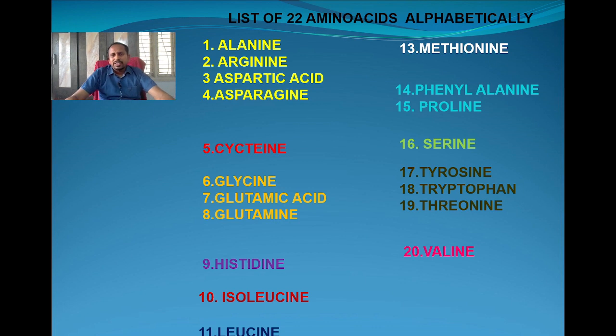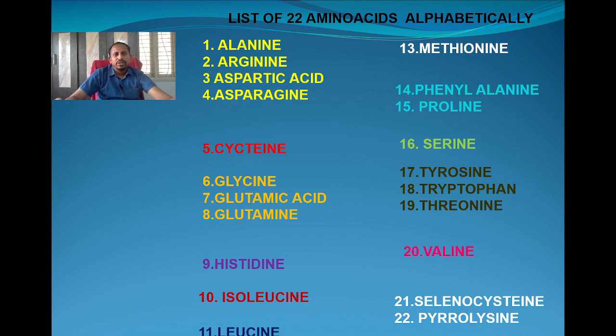So other than these 20 amino acids, we have another 2 amino acids which take part in protein synthesis by a unique synthetic mechanism. These 2 amino acids are selenocysteine and pyrrolysine. If we look at the structure of these amino acids, you have to remember the structure of these 22 amino acids, because in the MCQ question you will be asked about the structure of these amino acids. So I will give you a trick to remember the structures of these 22 amino acids.